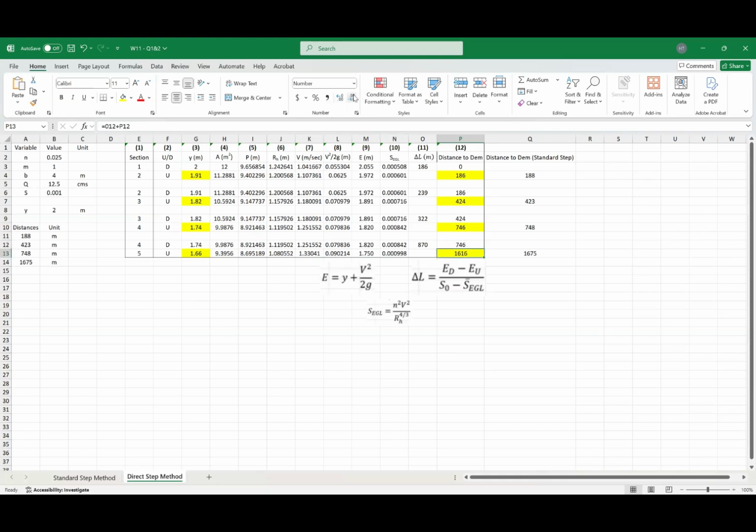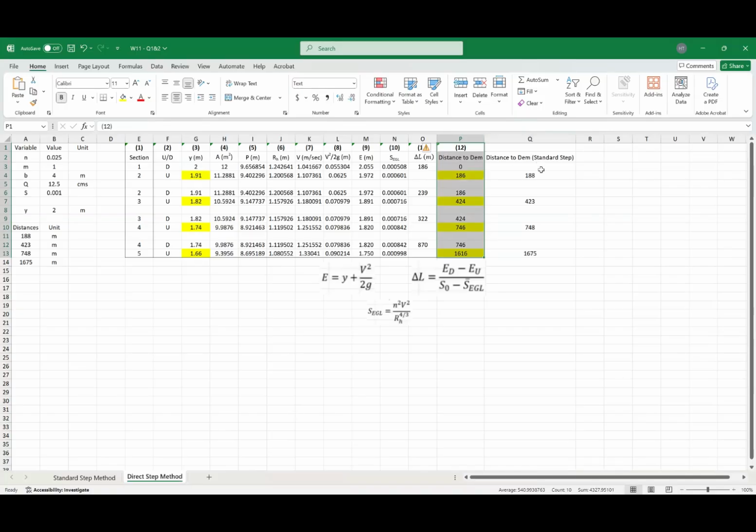So let me do this again. And finally, we will have a distance difference from 746 plus 870, and it is going to give 1616. So these are distances when we use direct step methods.